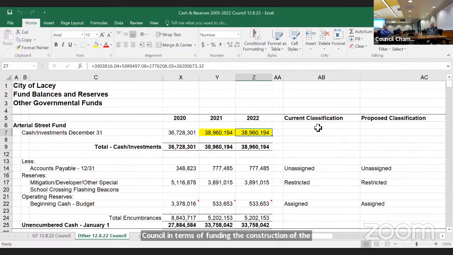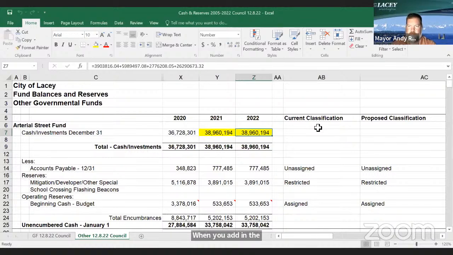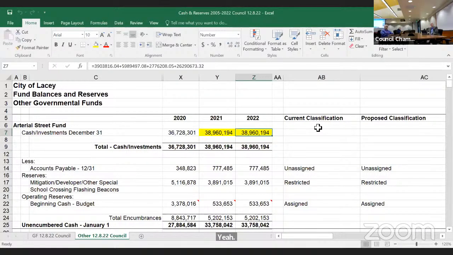So we have talked about a $17 or $18 million number in terms of drawing down this real estate excise tax reserve. So that would be a combination of about $25 million in reserves when you add in the Gateway. Yeah. And then another 7 million from the ARPA dollars.